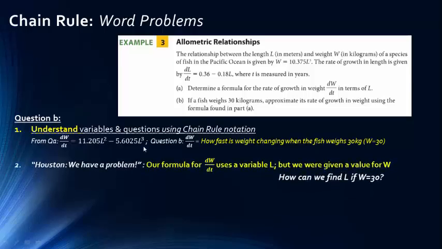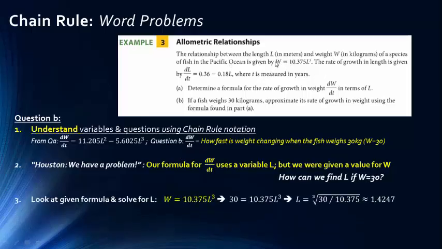But remember, wait, we have a formula, right? That was given to us as well. We can figure out the weight of any fish, given its length, by just plugging it into this formula. So I get that the weight of the fish is 10.375 times its length cubed. I'm sorry, the weight is 30. We can figure out the length if given the weight. So we get 30 equals 10.375 L cubed.